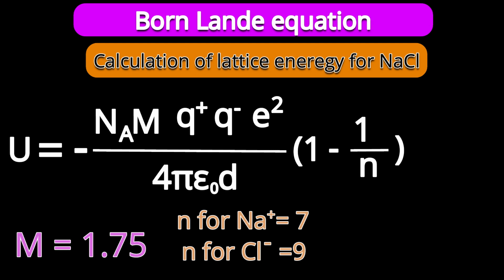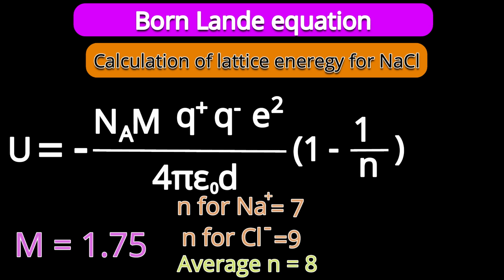Outermost electron is in the second shell. So for the second shell, what is the value of the Born exponent? The value of the Born exponent is 7. The other ion is chloride. Chloride means 18 electrons. 18 electrons means it's the argon electronic configuration, so it is in the third shell. Outermost electron is in the third shell. So what is the value of the Born exponent? It is 9. So the average of 7 and 9 is 8. That will be the Born exponent.